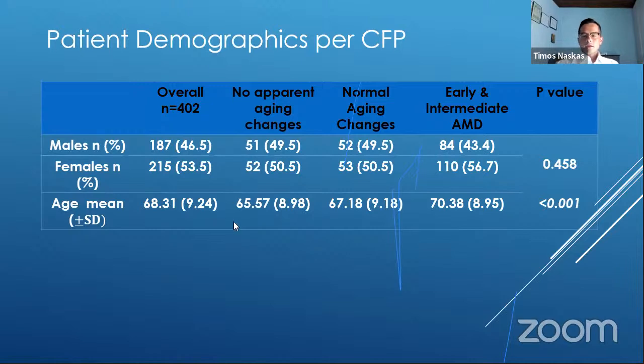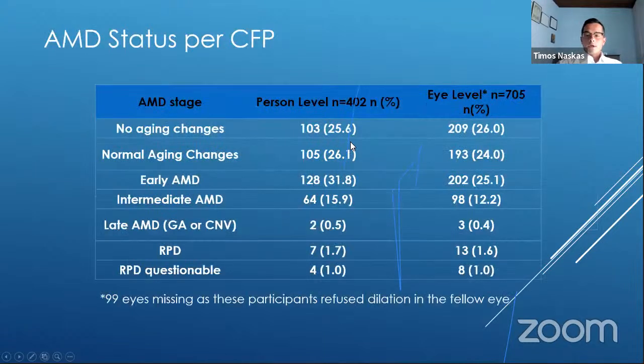So as per fundus photography, the demographics showed that there were more females in our study rather than males. And whenever age was compared for the AMD groups, after grouping early and intermediate stages, these participants were significantly older compared to the control group. Also, at the person level, we found most cases being in the control and normal and early AMD groups. So we were focusing on the earlier stages of the disease. That's why most people were found at this stage.